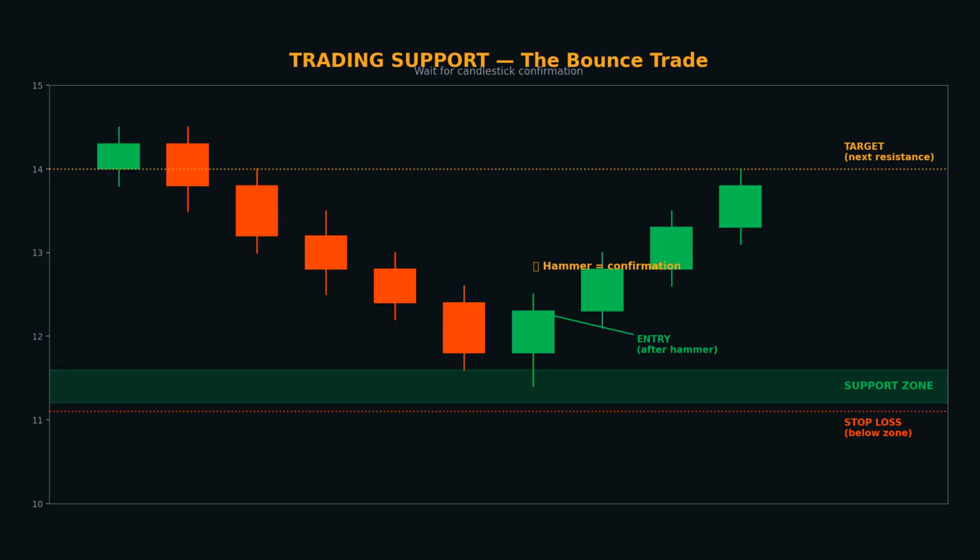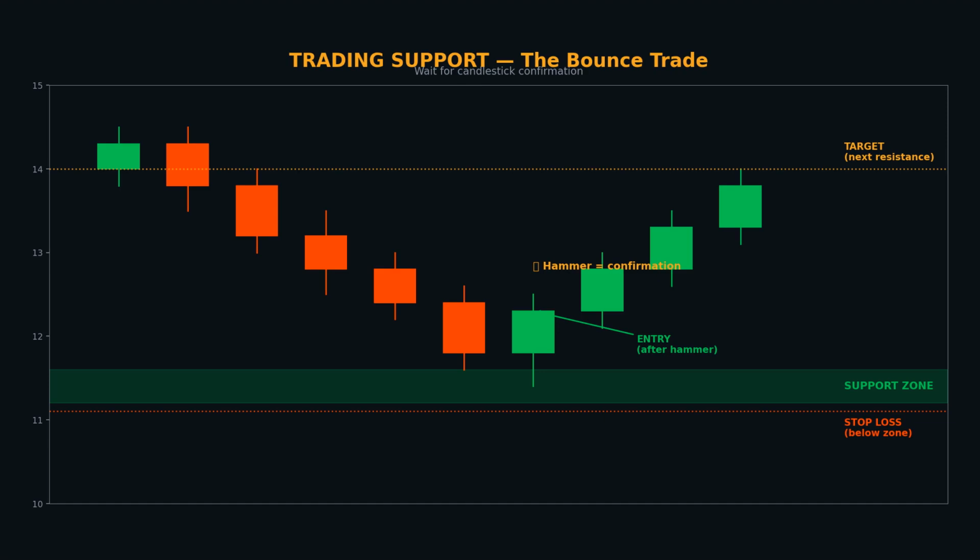So you've identified your key levels. You know they're zones, not lines. You understand role reversal. Now let's talk about how to actually trade around these levels. There are two main approaches, the bounce trade and the breakout trade. The bounce trade is the more conservative approach, and it's where beginners should start.